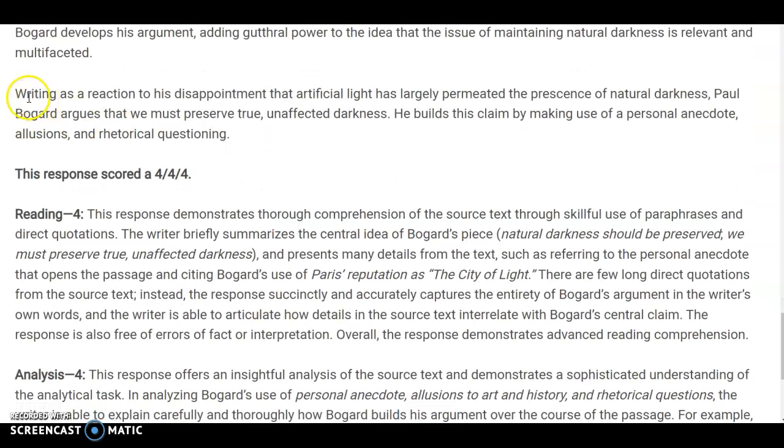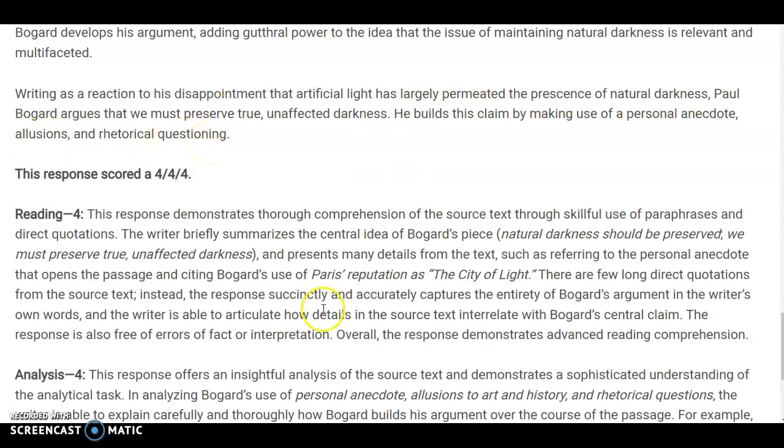Okay, over here in the final concluding paragraph, not very long, as you can see, 3 lines. So, writing is a reaction to his disappointment that artificial light has largely permeated the presence of natural darkness. Paul Bogard argues that we must preserve true, unaffected darkness, and so on and so forth. He builds his claim by making use of a personal anecdote, allusions, and rhetorical question.